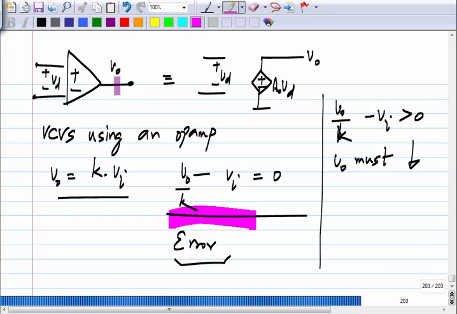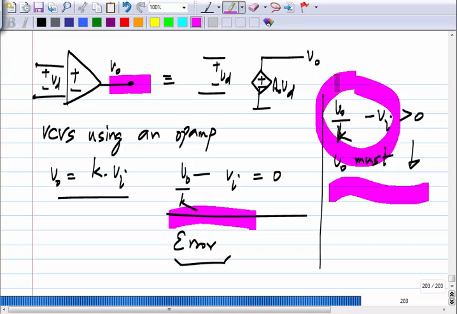Now, the output of the op amp is what drives V naught. So, let us say this is V naught. So, what should be this input voltage Vd? V naught by k minus Vi? I mean, look at the direction in which you should move. It should be the opposite of this, right? Because if Vd is positive, V naught will be a very large positive quantity and so on. So, a positive value of Vd will only increase V naught and a negative value of Vd will make it go down. So, this Vd must be the opposite of this quantity.